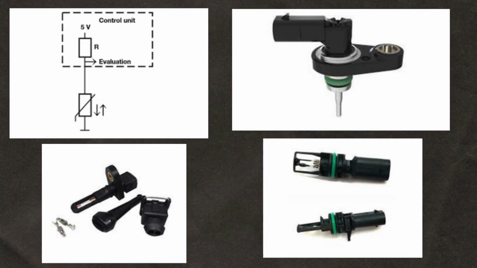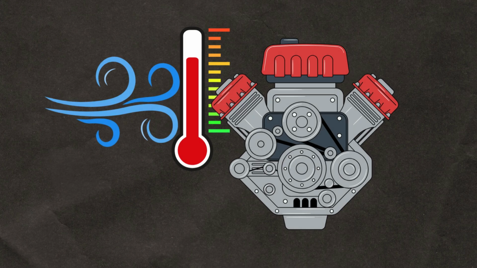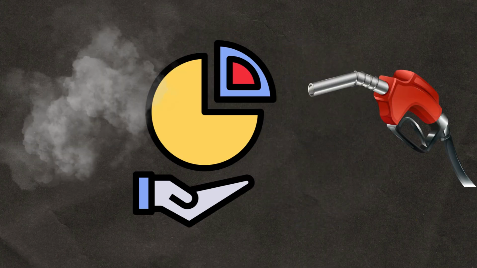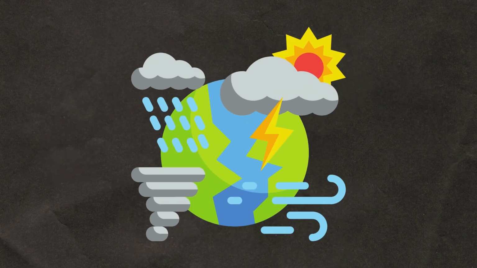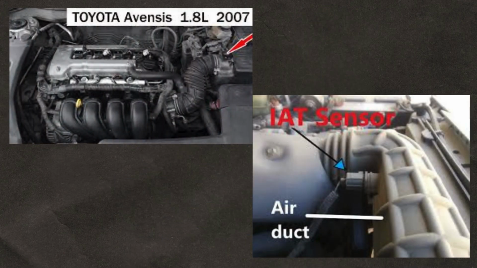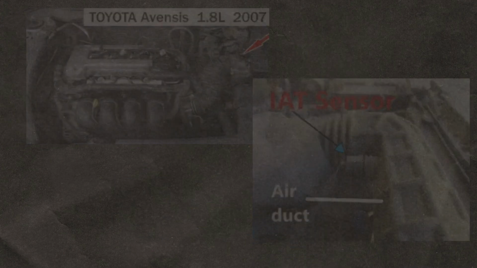Intake air temperature sensor (IAT) measures the temperature of air entering the engine. Used by the ECU to adjust the air-fuel ratio for optimal combustion, especially under varying atmospheric conditions. Located in the intake manifold or air filter box.